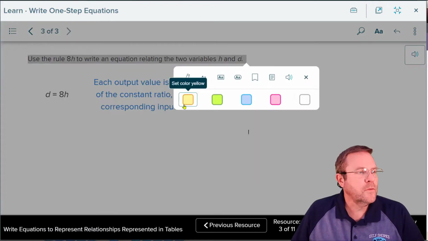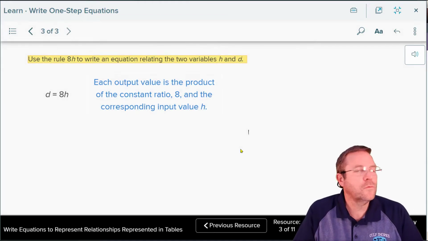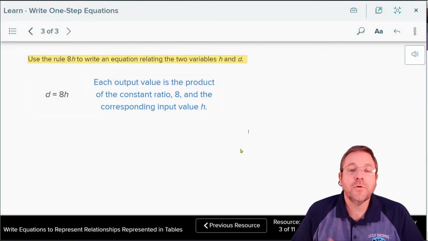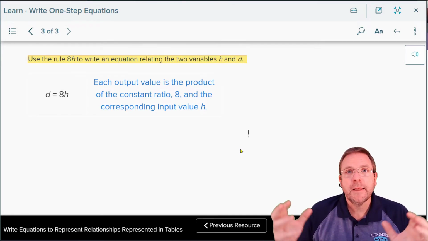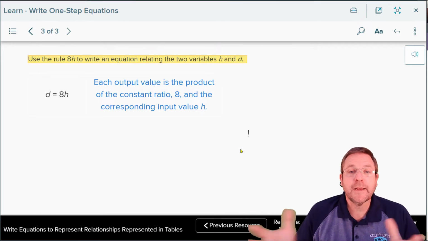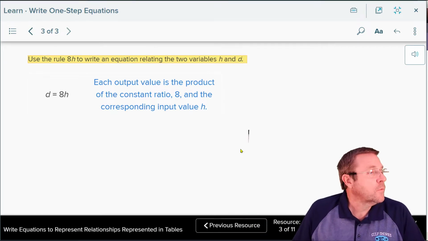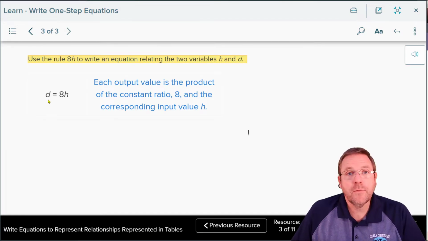Now next, our textbook wants us to use the rule H times 8 to create an equation. Now remember, an equation is a mathematical expression, or 2 mathematical expressions that are connected with an equal sign. So my 2 mathematical expressions are going to be D right here for the number of dollars she earns is equal to, the other mathematical expression is going to be 8 times H for $8 times the number of hours that she worked.